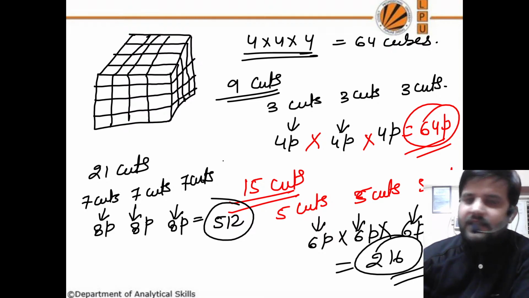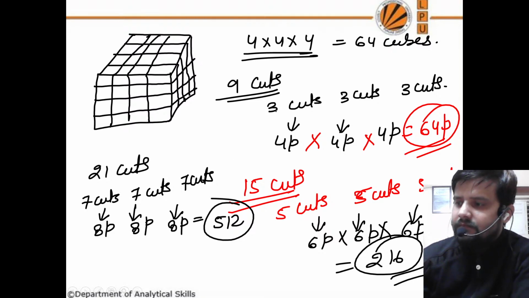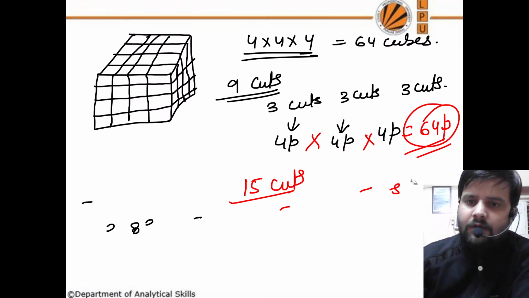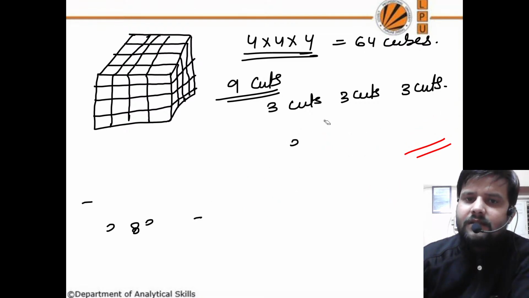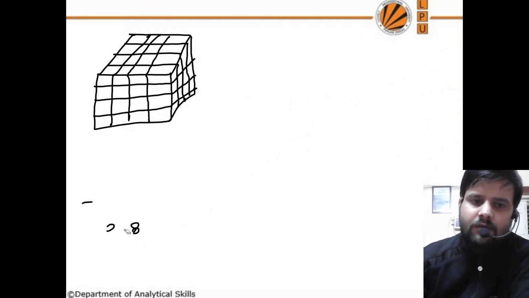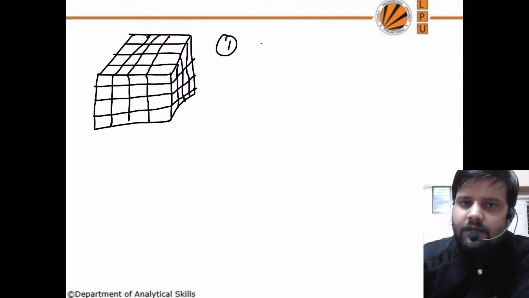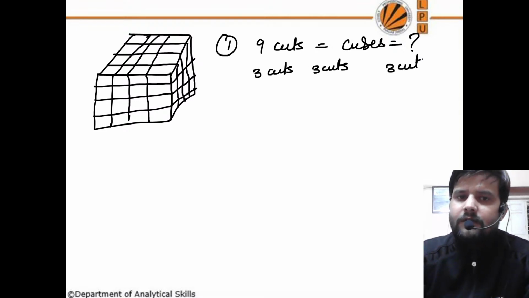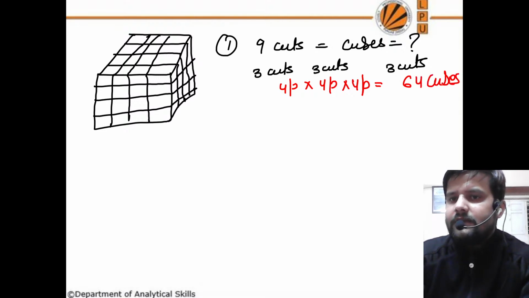All right, I am erasing it. In this topic, 5 types of questions are asked basically. First question is what I just told you: 9 cuts, how many cubes will you get? So you will write 3 cuts, 3 cuts, 3 cuts. 3 cuts means 4 pieces, 4 pieces, 4 pieces. It means 64 cubes you have. That's the answer of the first question.